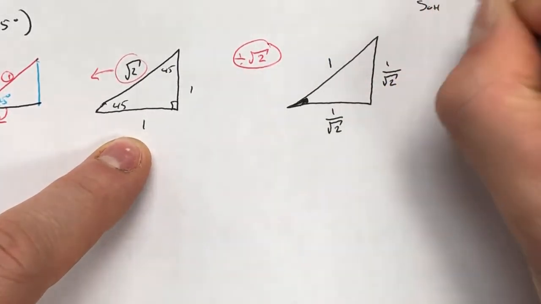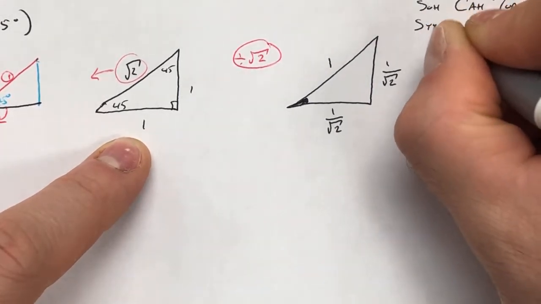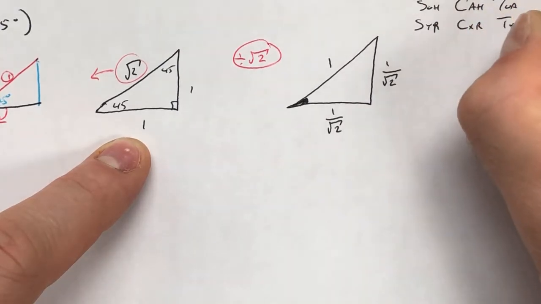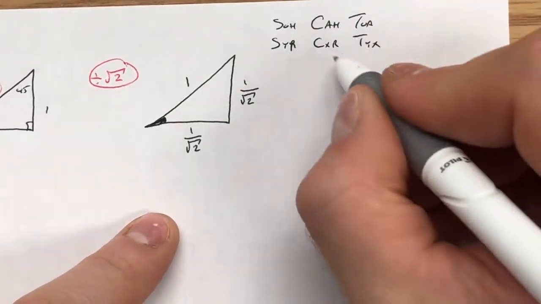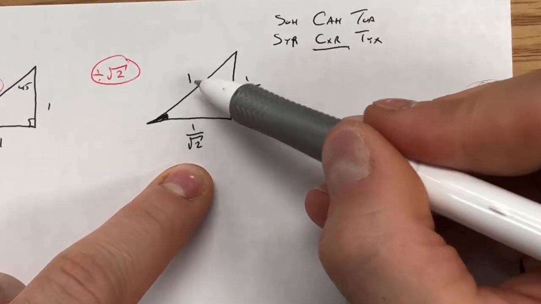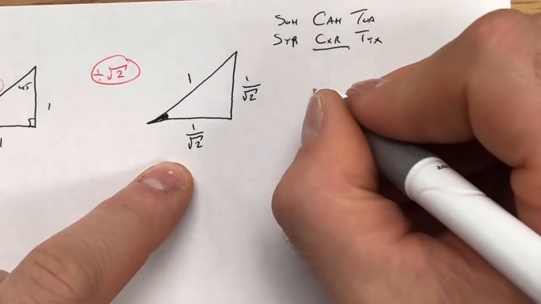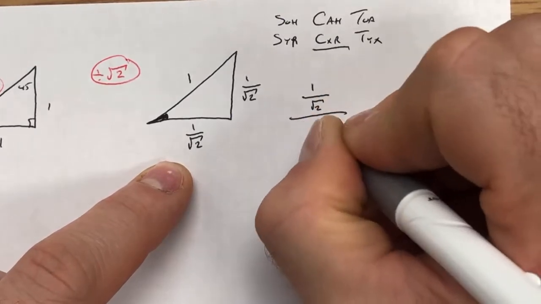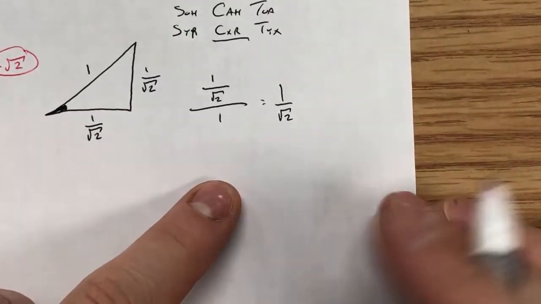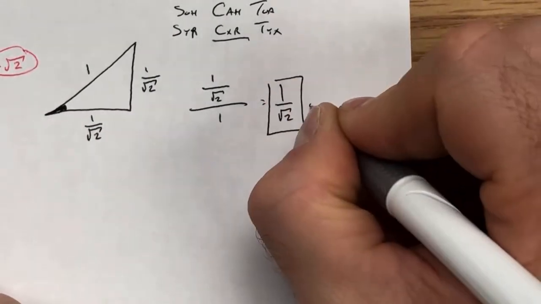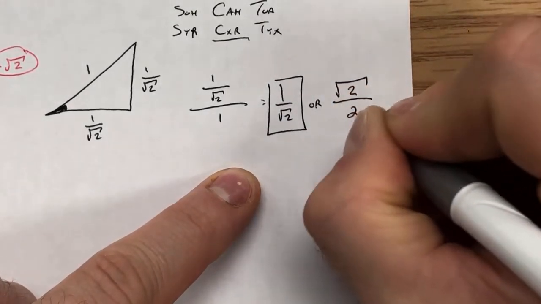So I have SOHCAHTOA, or the unit circle of SIR-KEXER-TIX. Okay. I'm dealing with cosine. So cosine is either the x value divided by the radius or the adjacent over the hypotenuse. It doesn't matter, you're using these two numbers. So I get 1 over root 2 over a 1, which I know is 1 over root 2. This is the unrationalized answer, which you may get, but the more likely answer is going to be the rationalized version, which is going to end up being root 2 over 2.